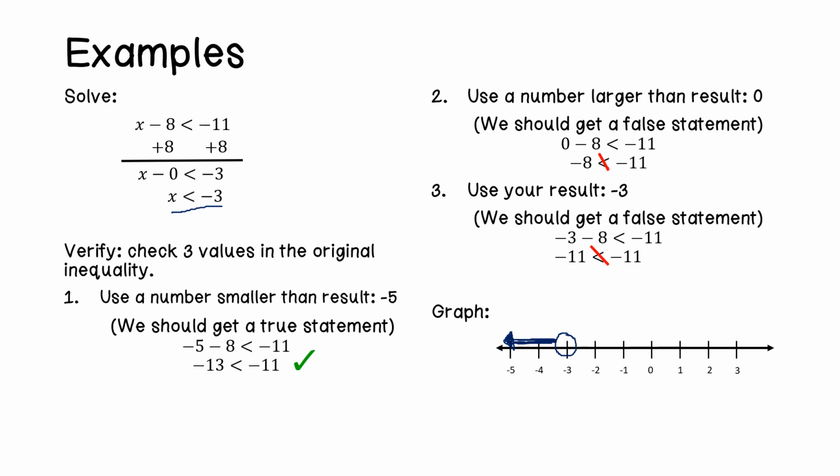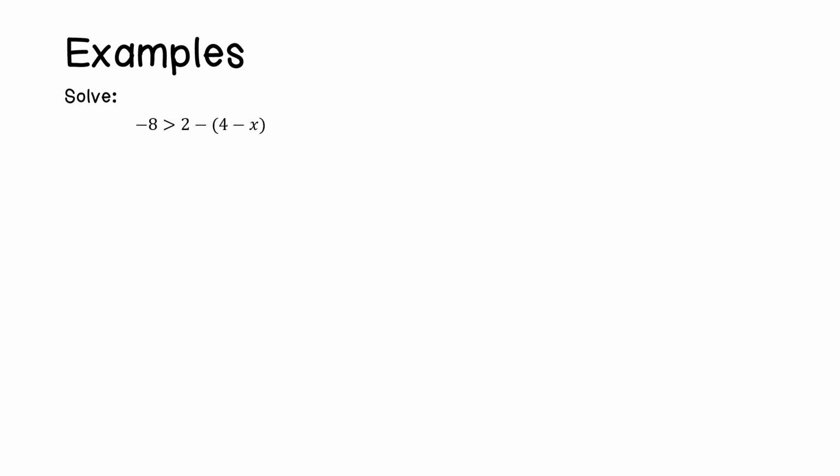Let's look at a different one. Solve negative 8 is greater than 2 minus (4 minus x). Okay, well this one's a little more complex, but it's exactly like solving an equation, which we know how to do. So when we look at this one, we have to remember that this is an invisible negative 1, right? And we're going to distribute negative 1 to each of these. So our first step is to do that. We're going to distribute negative 1 to both the 4 and the negative x.